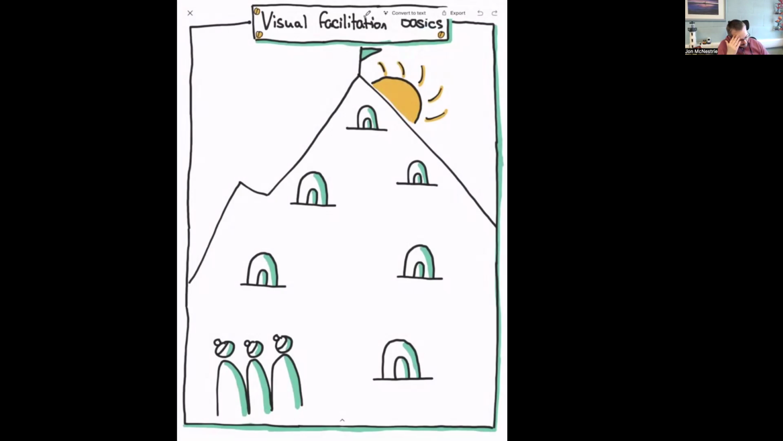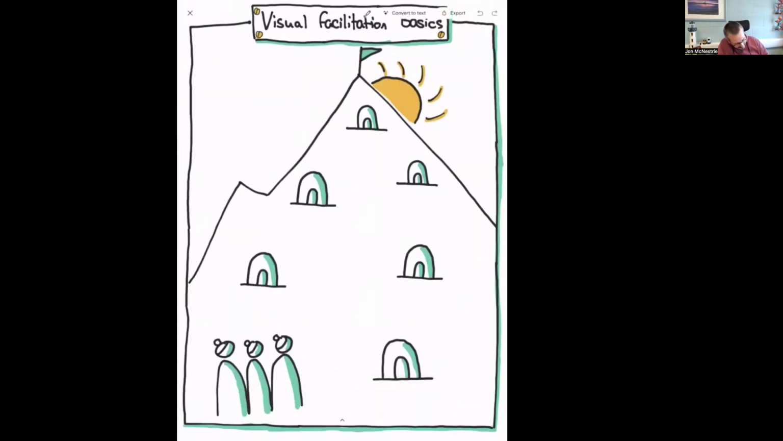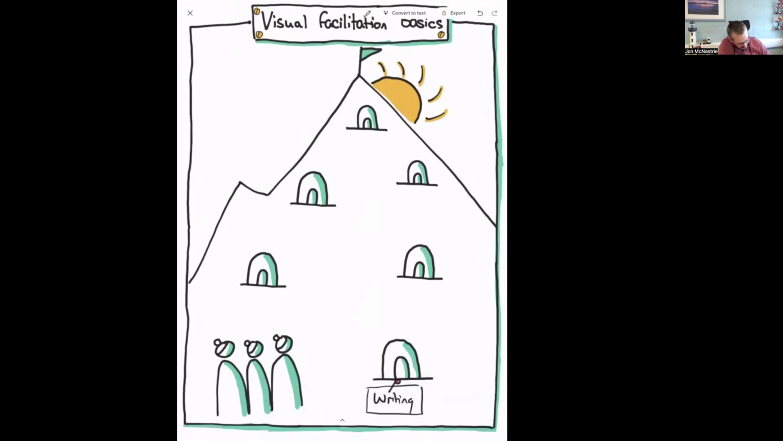Okay, so we have started and look at the first of the 6 basics of visual facilitation, writing. And guess what? We're going to go up here now. This obviously is something I prepared earlier. I did the hard bit first.